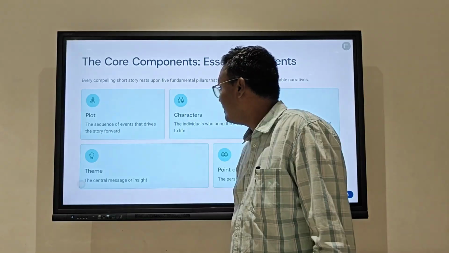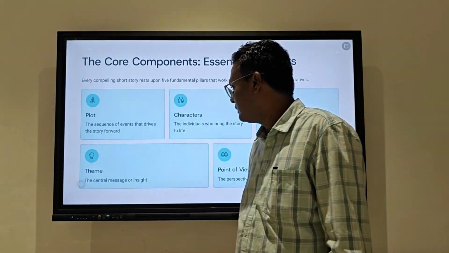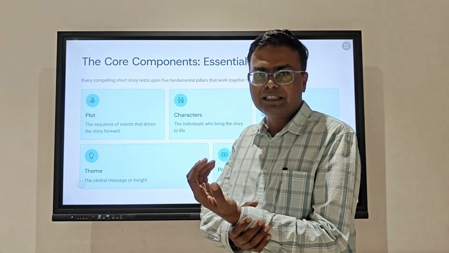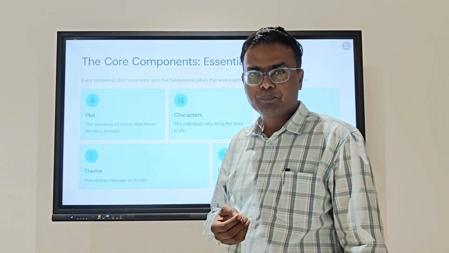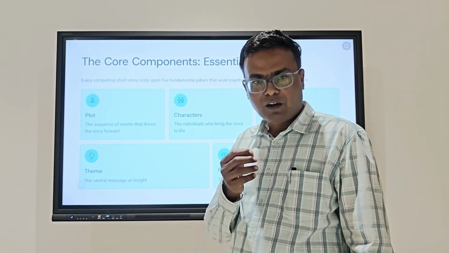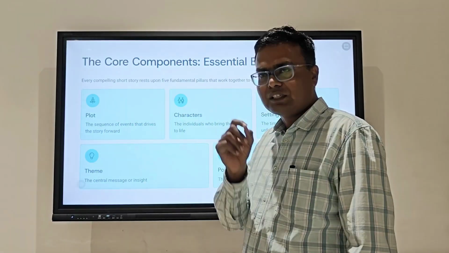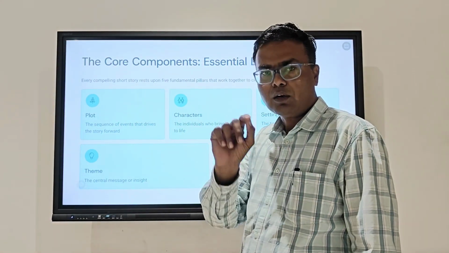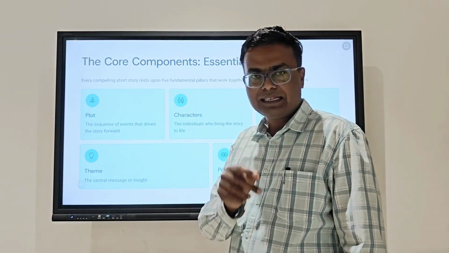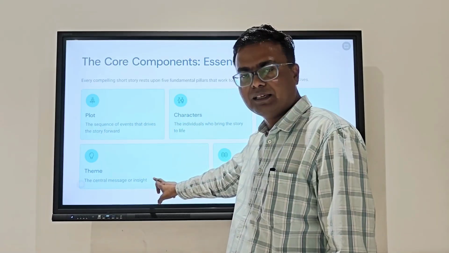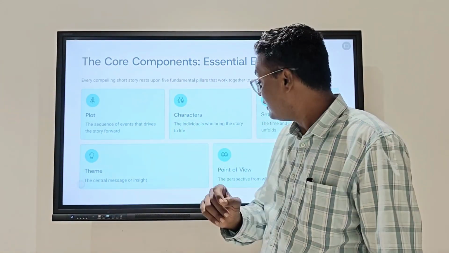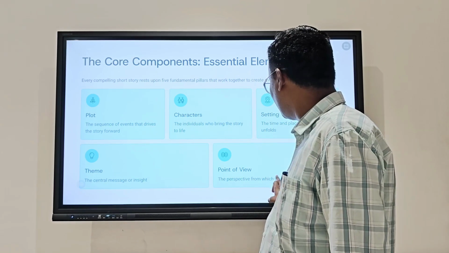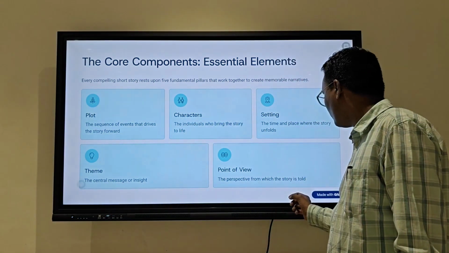The next important element of a short story is theme. You might have heard about the theme. Theme is the subject. If you want to understand the theme of a story, you just ask this simple question: what is the story about? You will get the answer, and that answer is the theme. It is the message, or what it is about. So the next important point is point of view.